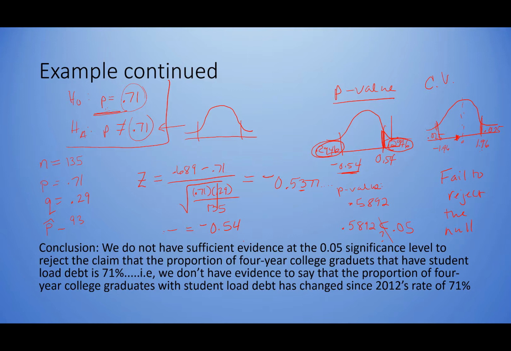Okay, so that's kind of how you do a single proportion by hand. And I showed you both the p-value method and the critical value method. Now, if you are going to be using technology, my guess is that you would probably use the p-value method.